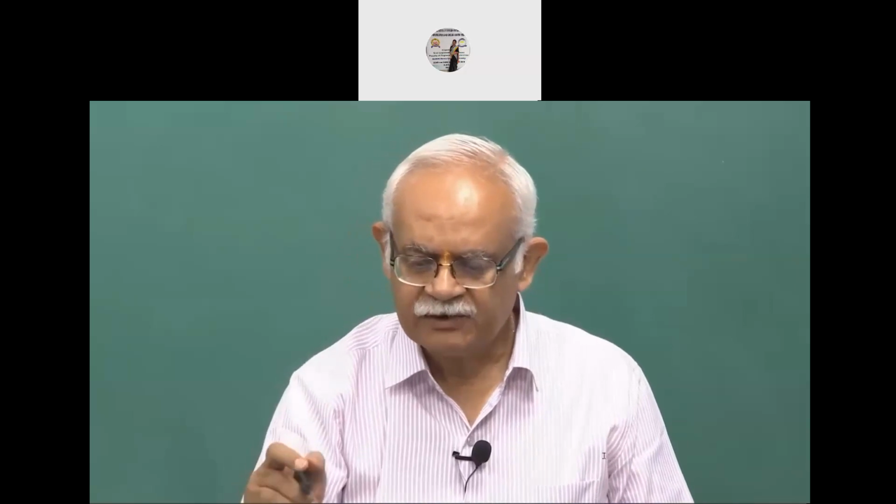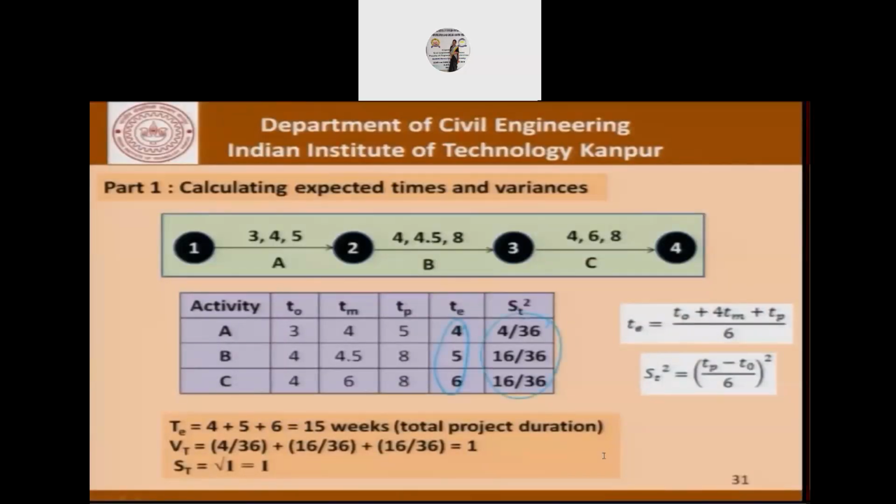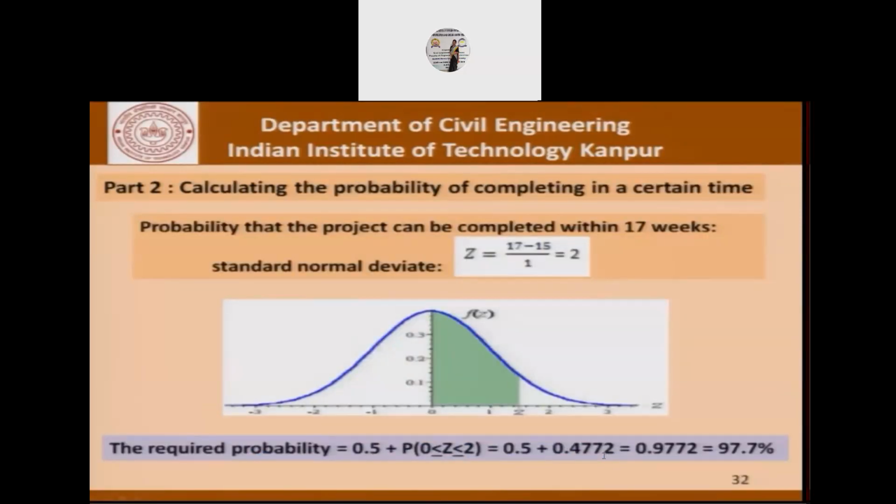So moving forward, we first calculate the TEs and the ST squares using this formula, and we find out the capital TE, which is the total project duration, by summing up these three small TEs, and we find 15. Similarly, the variance which is associated with the project is the sum of the variance of the activities, which is 1 in this case. So the standard deviation is 1. So we have this calculation carried out. Now with this calculation, we go to the charts and tables relating to finding out how this area is related to the number of standard deviations that you go away from the mean.